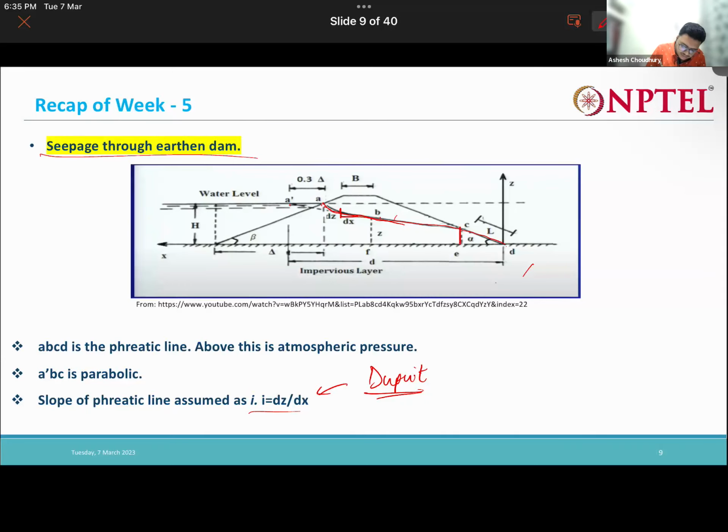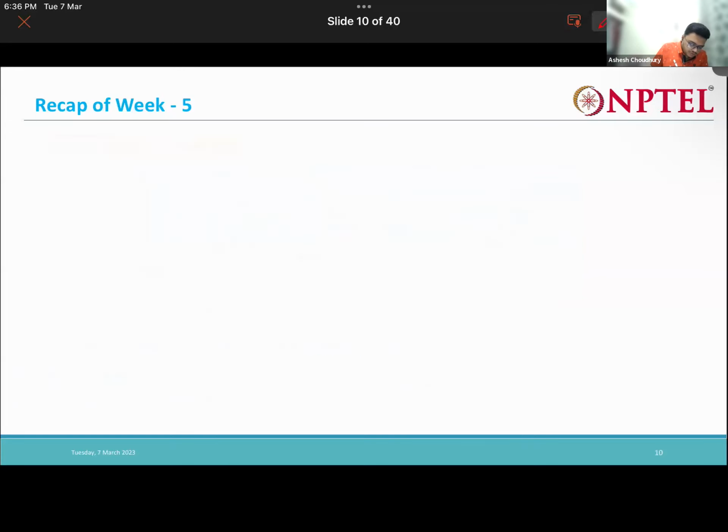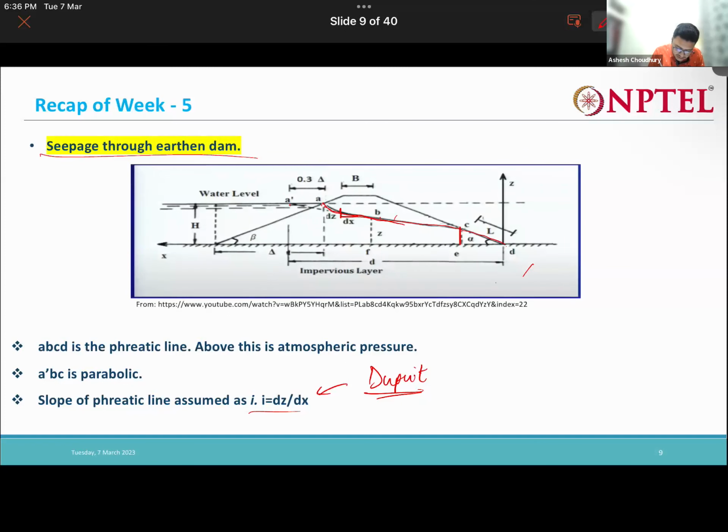From this triangle we derived something. We took the triangle, and from that triangle, see, I is my dz by dx, so it can be written as tan alpha. Where is alpha? This is my alpha. So this tan alpha is nothing but this by this, so it can also be written as dz by dx.